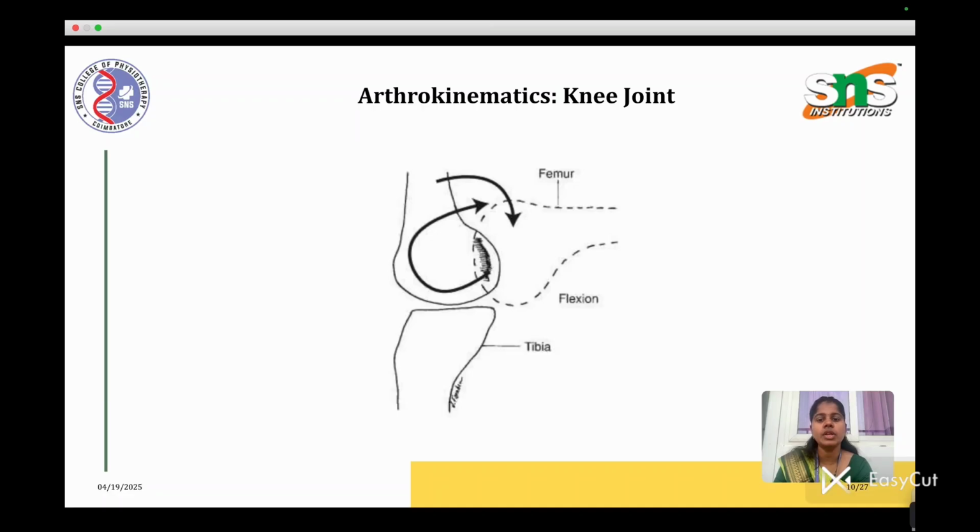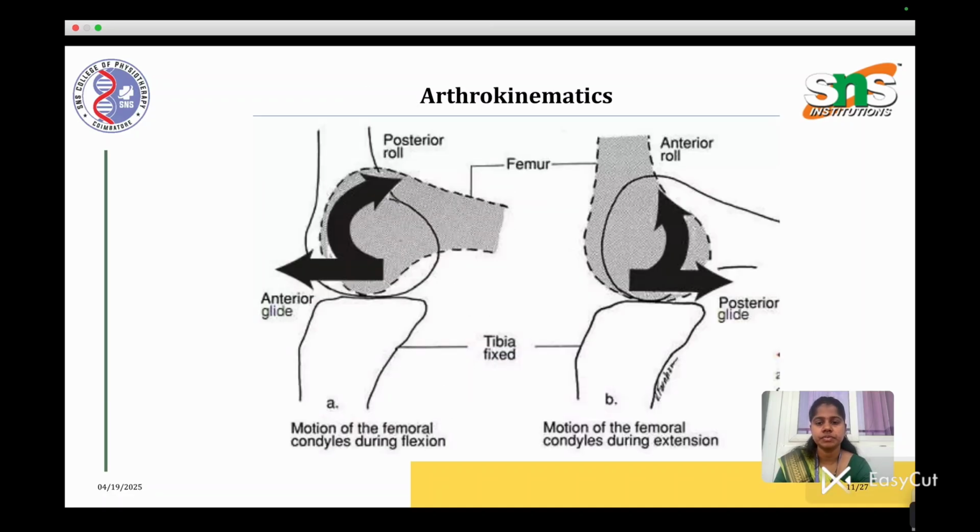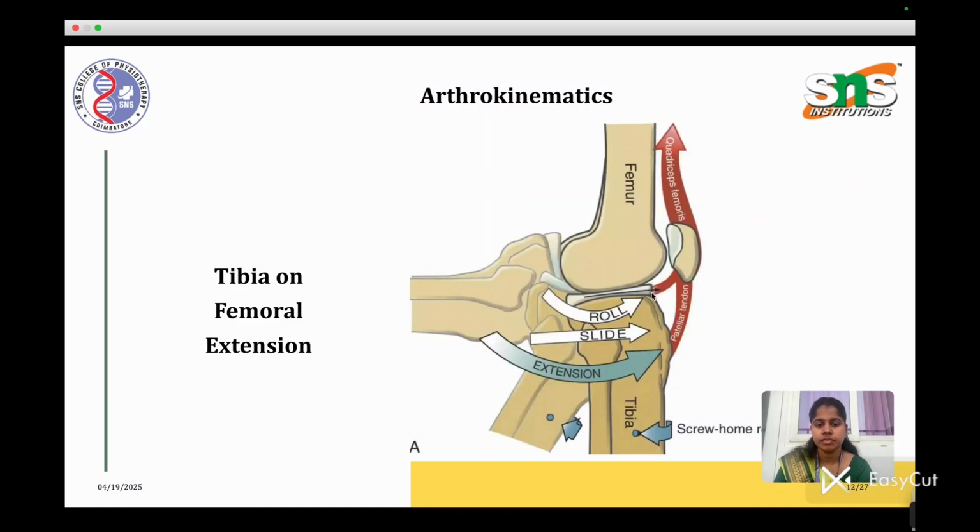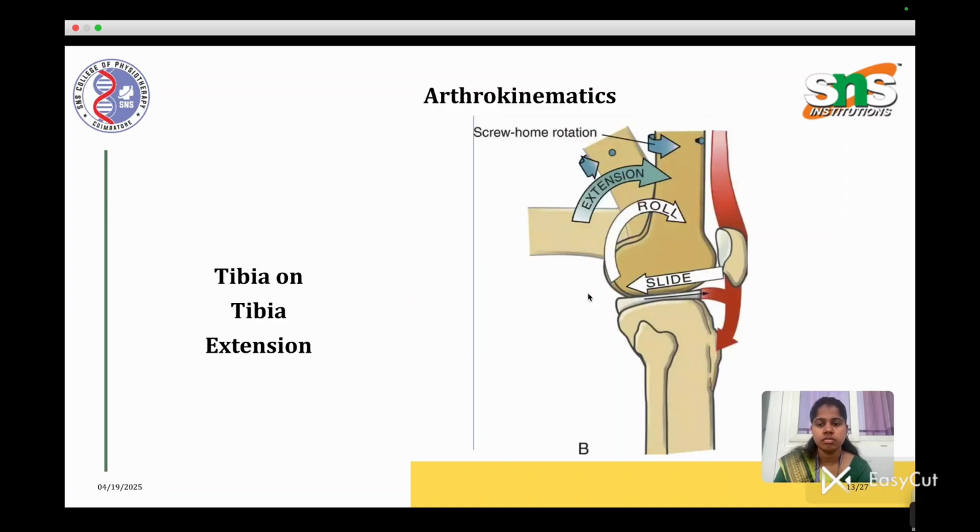This is nothing but the rolling of the femur over the tibia. Here the first picture represents the posterior roll and anterior glide of the femur on the tibia. Whereas the second picture represents the anterior roll and posterior glide of the femur on the tibia. This is nothing but tibia on femoral extension. This is tibia on tibial extension.